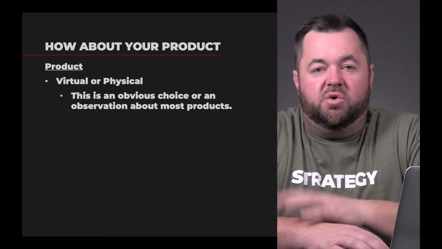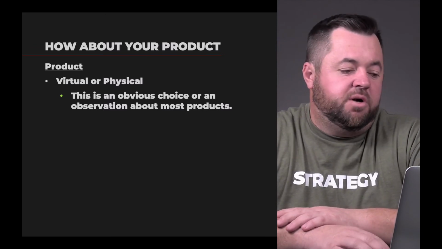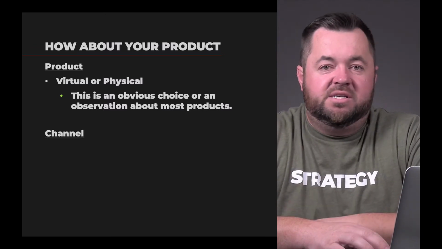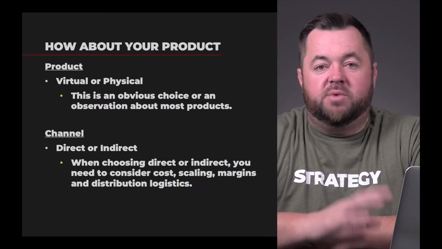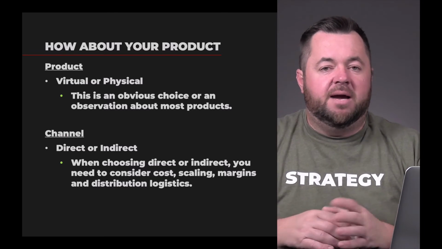This is an obvious choice. You can look at the product and realize if you're selling a virtual product or a physical product. But what channel do we sell that through? So a direct channel or an indirect channel is another distinction between the different types of channels.